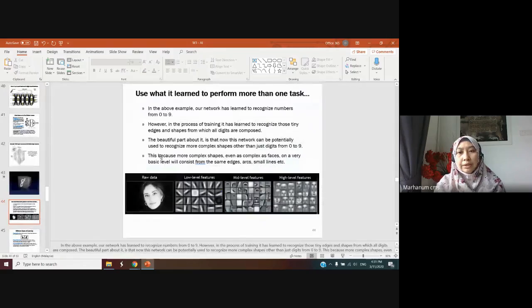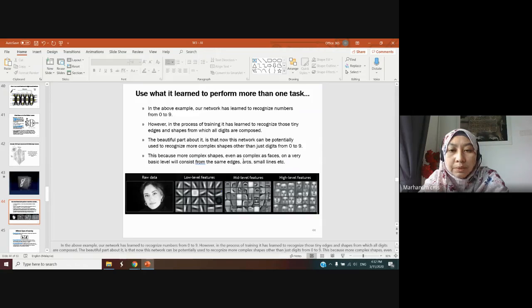So use what is learned to perform more than one task. In the above example, our network has learned to recognize numbers from 0 to 9. However, in the process of training, it has learned to recognize those tiny edges and shapes from which all digits are composed. The beautiful part is that now this network can potentially be used to recognize more complex shapes other than just digits from 0 to 9. The system has actually learned.